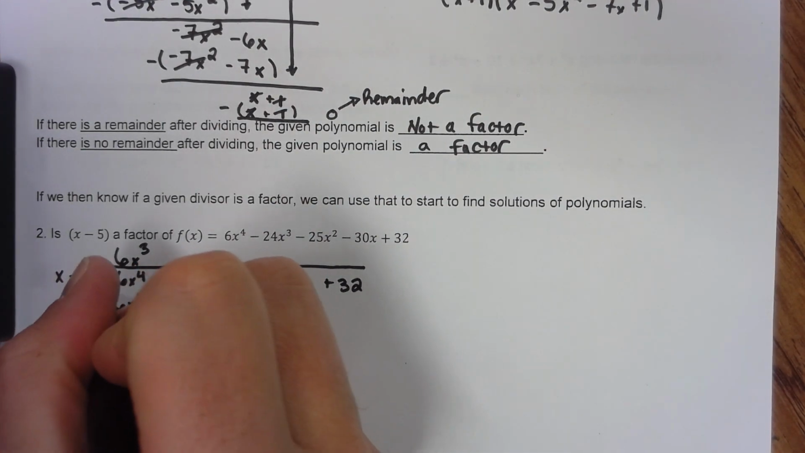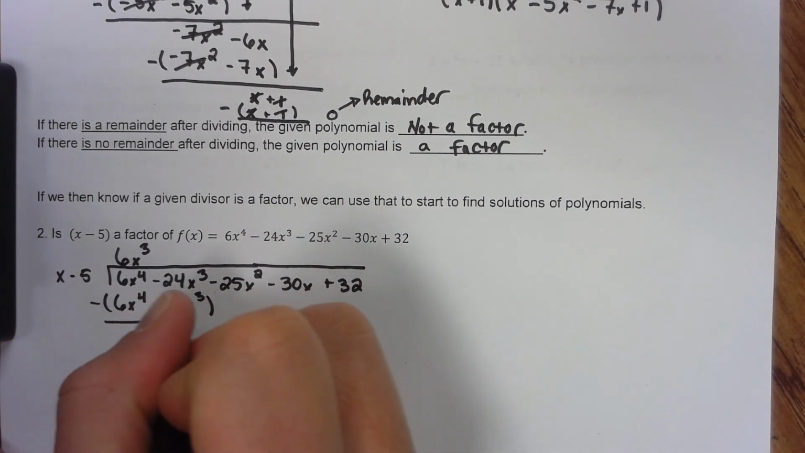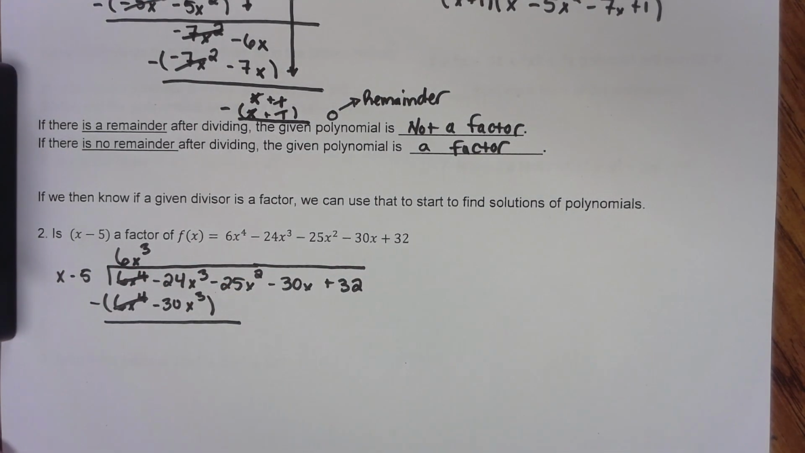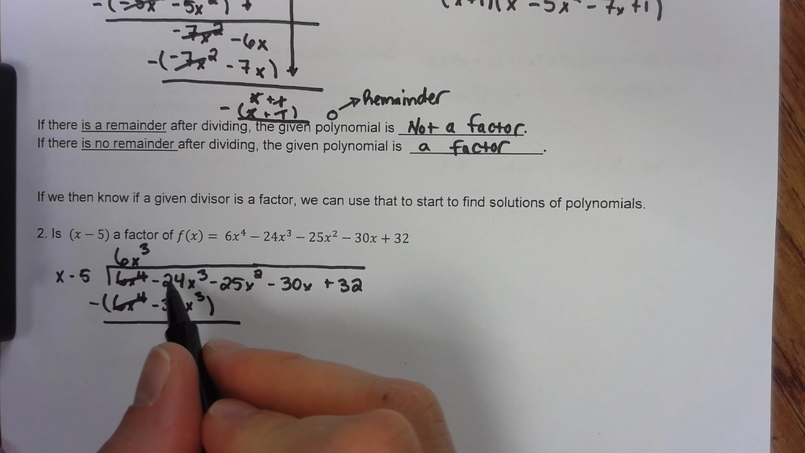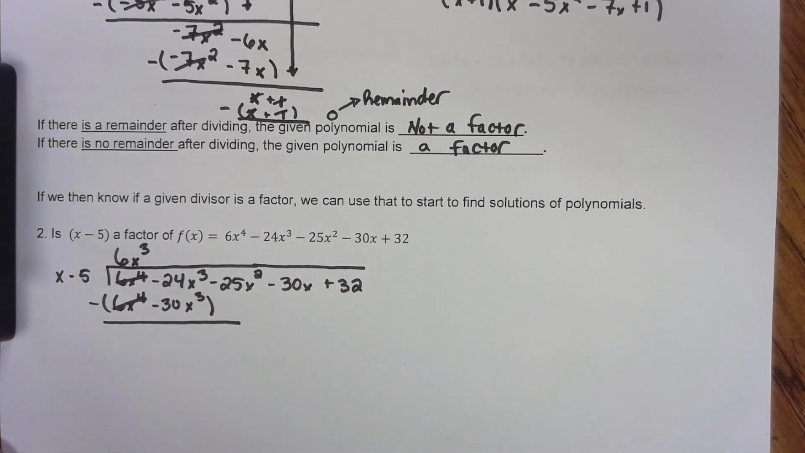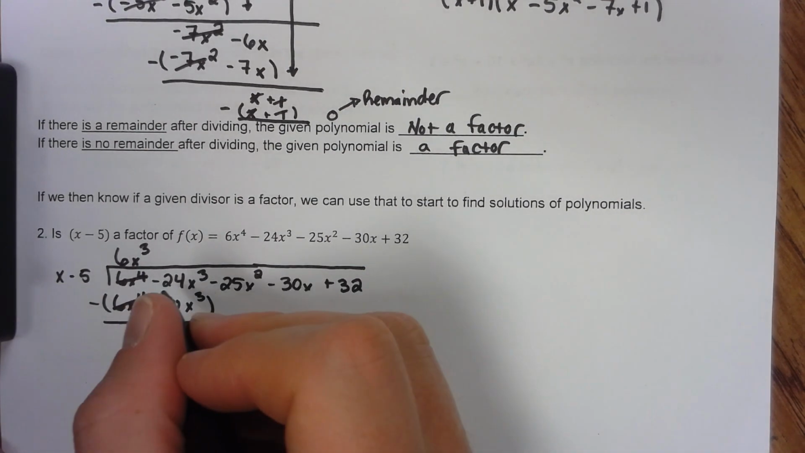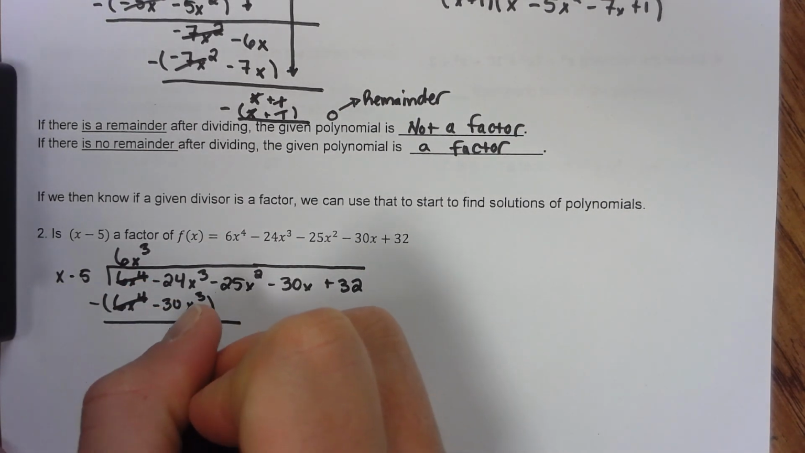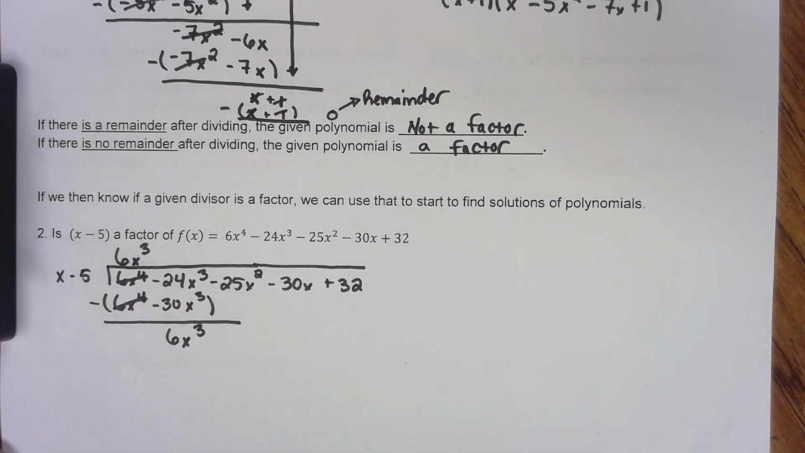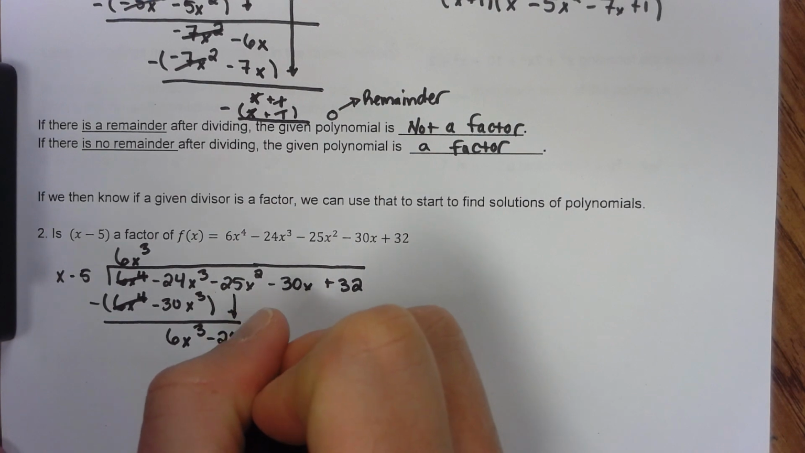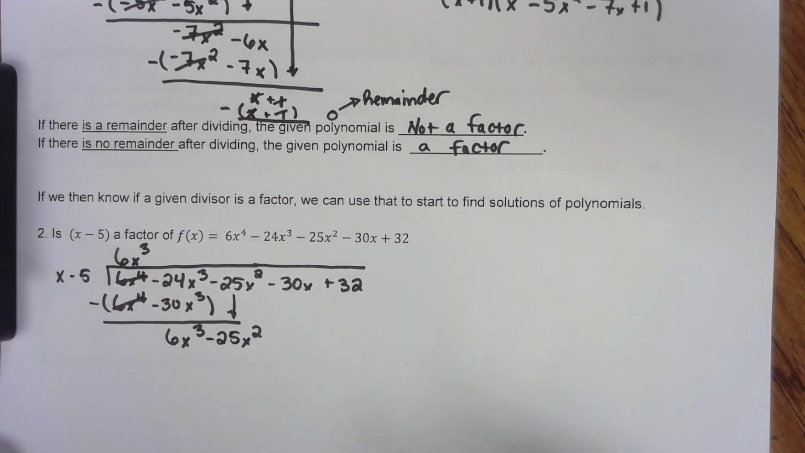And we are subtracting those terms. So 6x to the 4th minus 6x to the 4th cancels. And then I get -24x cubed minus a -30x cubed. So I'm really adding the 30. So -24 plus 30 gets me a positive 6x cubed. Bring down the next term and start all over.